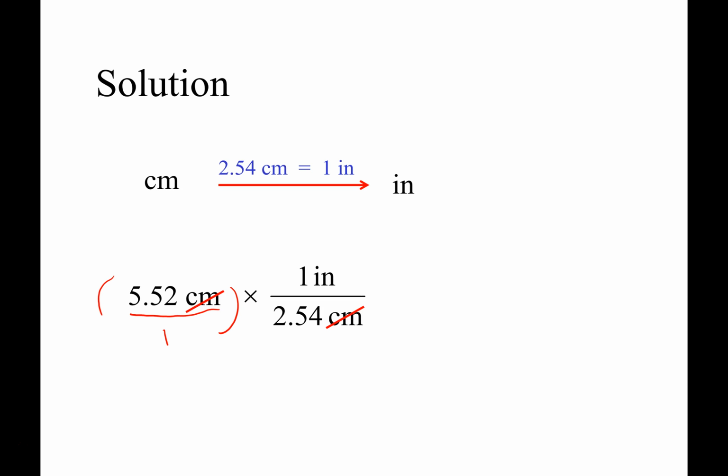Number-wise, in our calculators, we're going to take 5.52 divided by 2.54. So is there uncertainty brought by the 5.52? Yes. I'm going to put little check marks. You guys would, I'm sure, tell me 3 sig figs. How about the 1 in 1 inch? Nope. How about the 2.54?